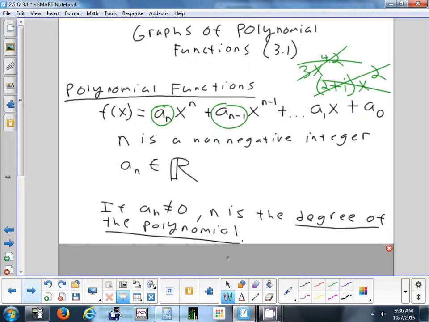And as long as your first coefficient is not 0, this number will tell you the degree of the polynomial. It's the highest exponent. Now, if they did something like this, this would be a little tricky. What's the degree of this? 3. It's not 4 because this first term doesn't even exist. You're multiplying it by 0. It's not even really there. So as long as that first term isn't 0, the highest exponent is the degree of the polynomial.